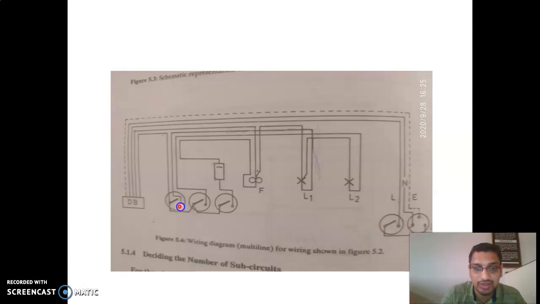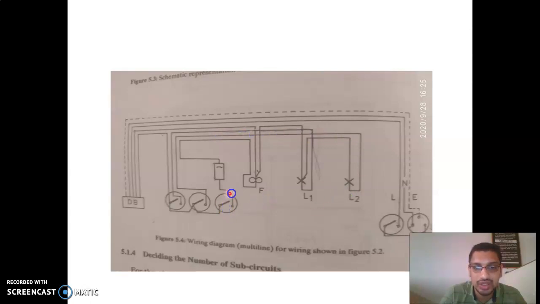So first, the outgoing output from switch 1 connects to L1. Then the second switch: the output of the second switch, which is a phase, goes to L2.